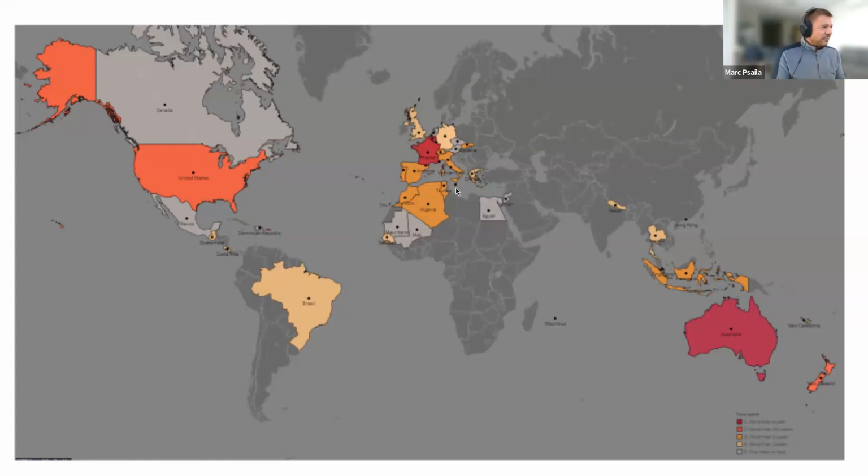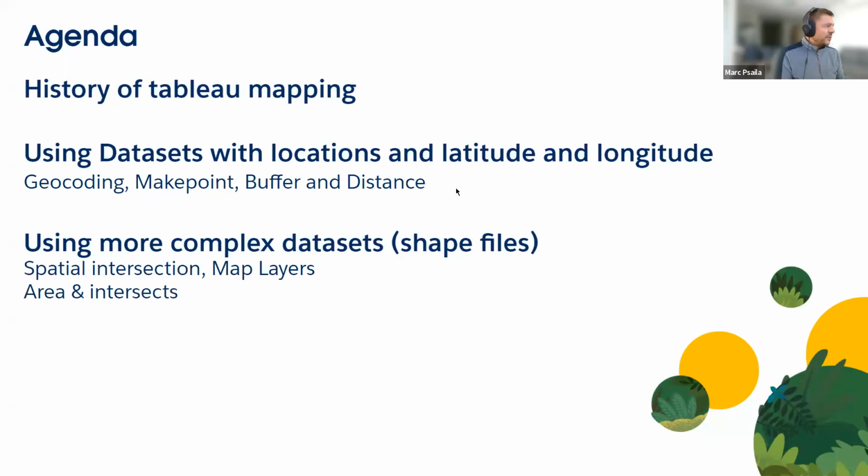So with that, let's have a look at the agenda. There will be three parts. We'll start quickly by explaining a bit of the history of Tableau mapping. Then the next two parts are where we'll spend the most time. The first part will be using data sets with locations and latitude and longitude. This is generally where we start when it comes to maps in Tableau, and we'll be talking about things like geocoding, make point, buffer, and distance. The second part will be working with more complex data sets, in particular shape files.